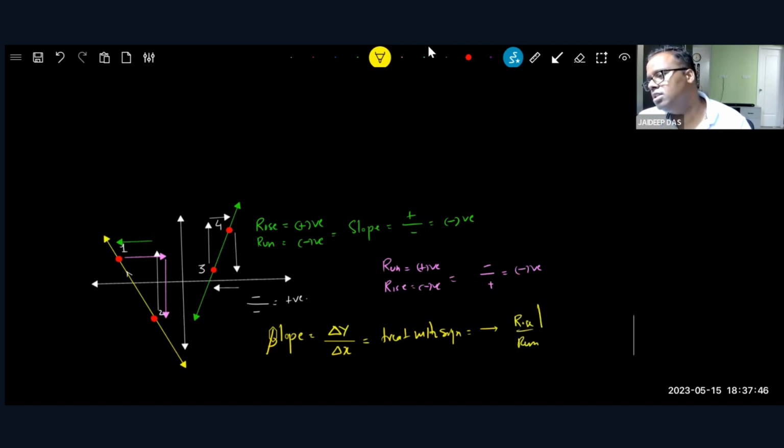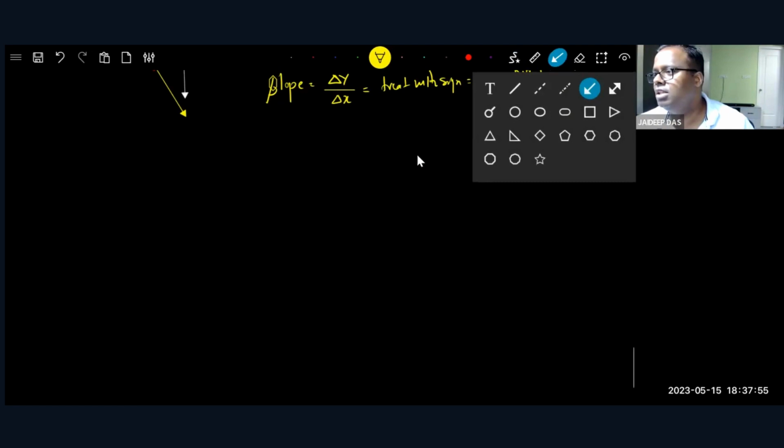If the rise is in this side, it's positive. If the rise here, it's negative. If the run is here, positive. If the run is here, negative. Okay. 2 examples we'll see and then we'll conclude.